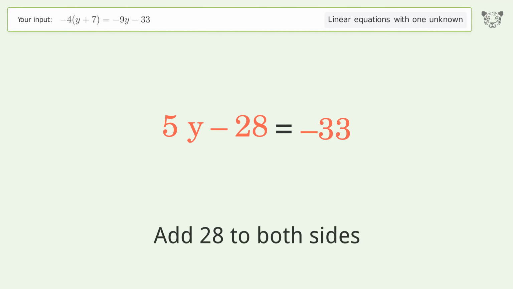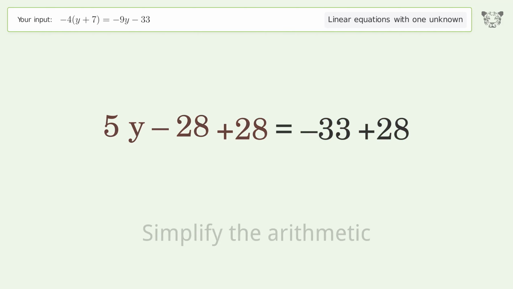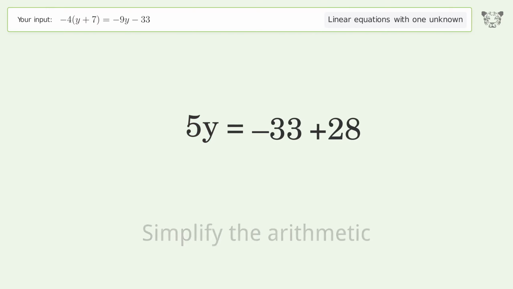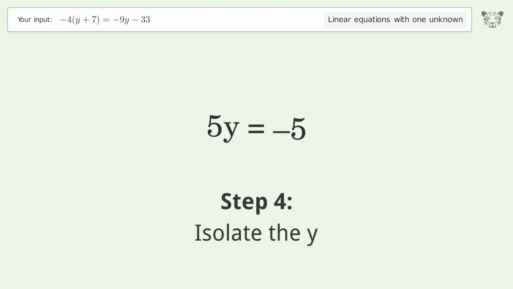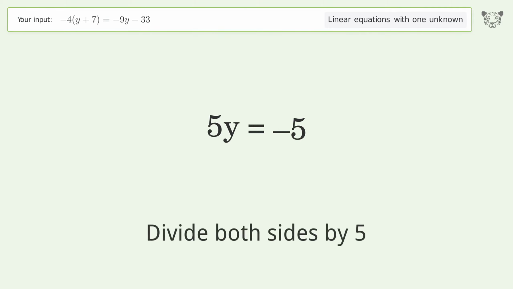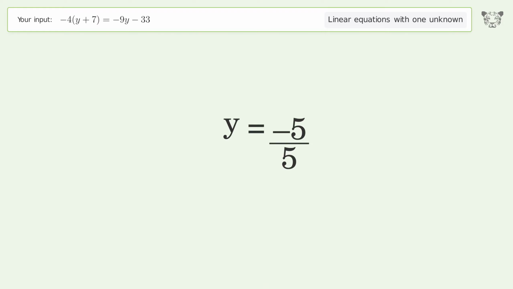Add 28 to both sides. Simplify the arithmetic. Isolate the y. Divide both sides by 5. Simplify the fraction. And so the final result is y equals -1.